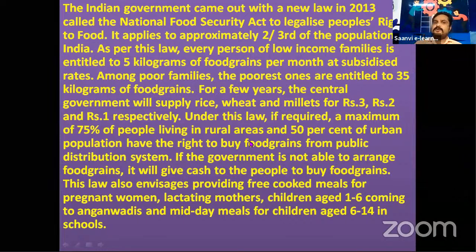1 rupee per kg of rice. Under this law, if required, a maximum of 75% of people living in rural areas and 50% of the urban population have the right to buy food grains from the public distribution system from 2013. If the government is not able to arrange food grains, it will give cash to the people to buy the food grains. But that system still is not established.